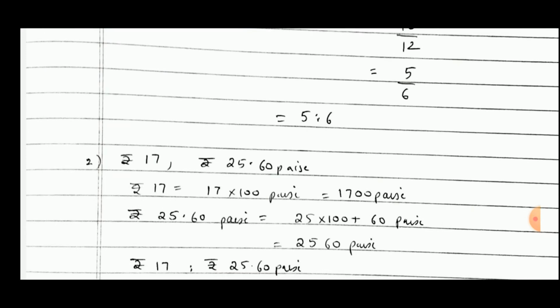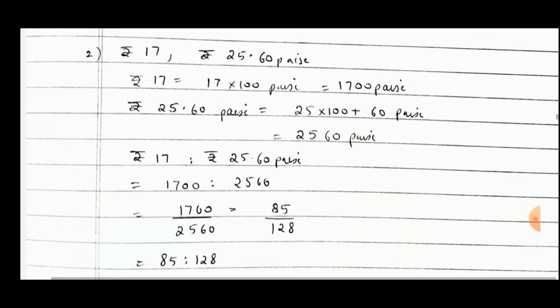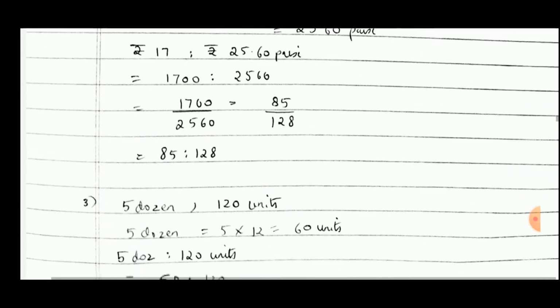Then 17 rupees and 25.60 rupees. So 17 rupees is 1700 paise. 25.60 rupees is equal to 25 into 100 plus 60 paise, 2560 paise. So that is 1700 upon 2560, that is 85 upon 128.